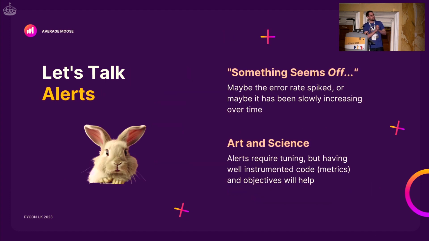Now, alerts. To me, an alert, I mean, this is intuitive, right? An alert is just like, hey, something seems off. To me, it's that "seems" part, right? Maybe it's not off, maybe it is. Either way, you probably want to know. So in this case, maybe the error rate spiked all of a sudden. Or maybe it's been slowly increasing over time, which is a lot more difficult to catch. At any rate, you want to know. You want a heads up.